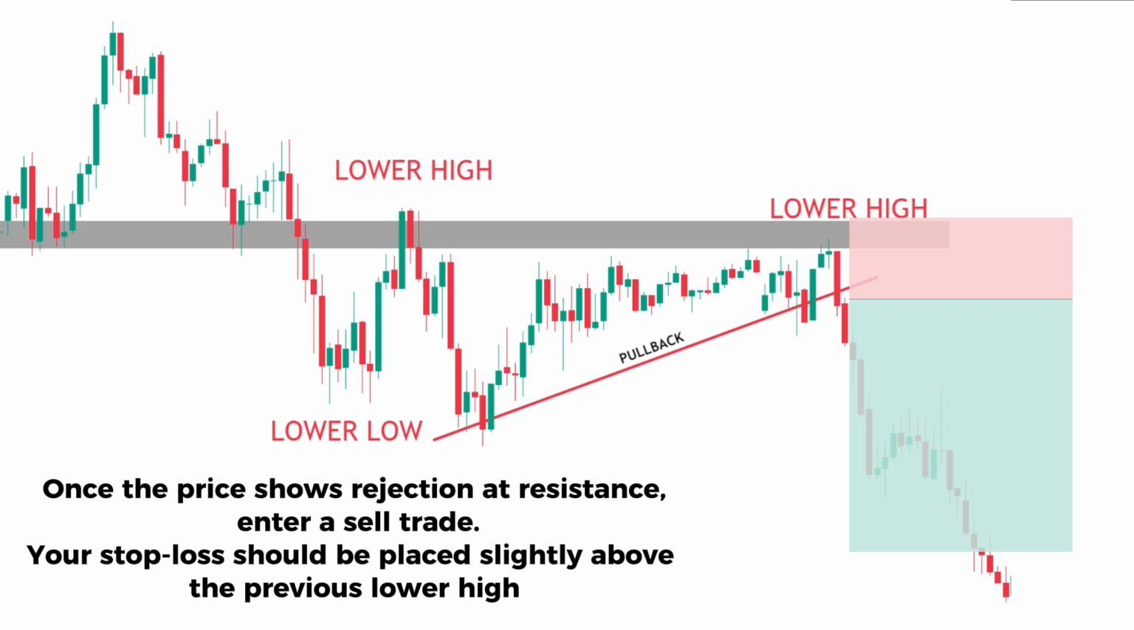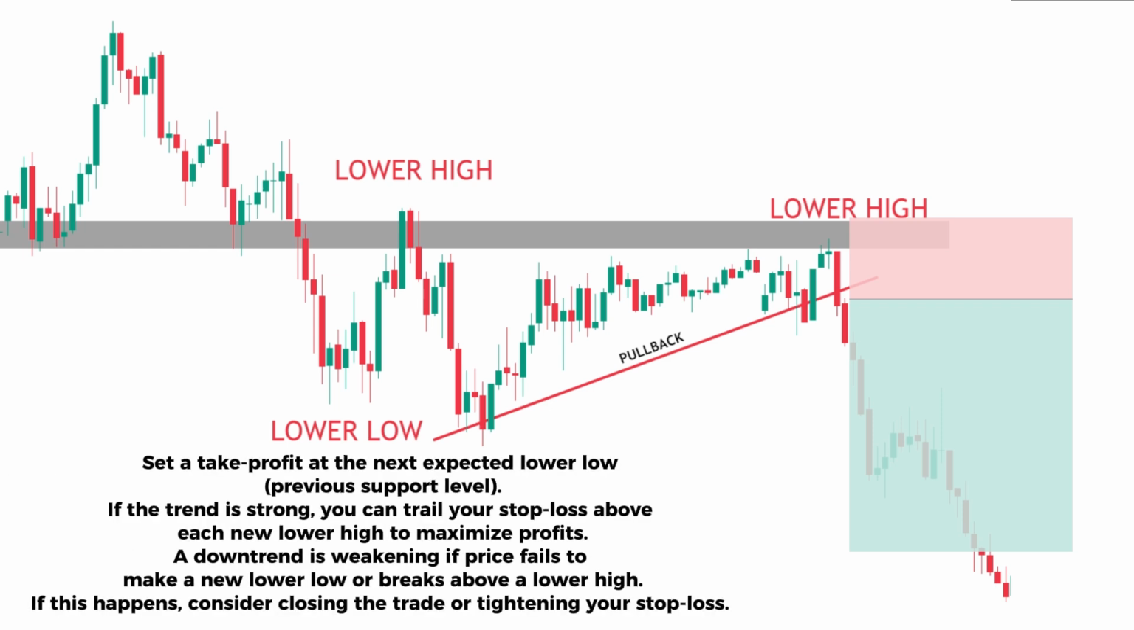Your stop loss should be placed slightly above the previous lower high. Target the next lower low. Set a take profit at the next expected lower low, previous support level. If the trend is strong, you can trail your stop loss above each new lower high to maximize profits.